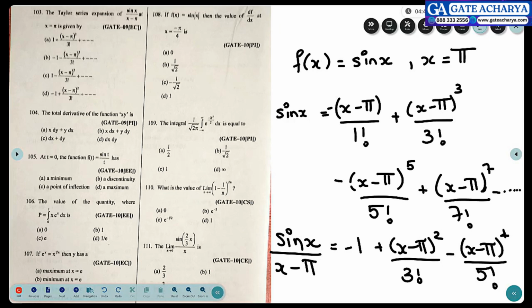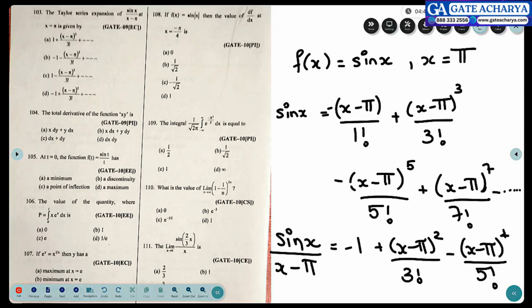So why did I do this? Is because I know that Taylor series expression is always going to be in which format? x minus pi. That's why when I saw in the original function x minus pi, I neglected that. I expanded for sin x and then I divided by x minus pi on both the sides.